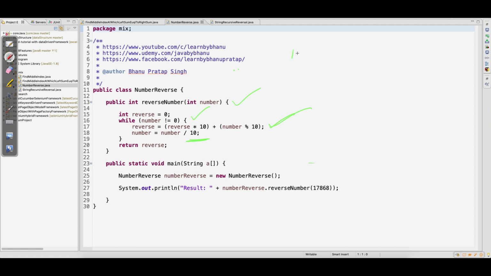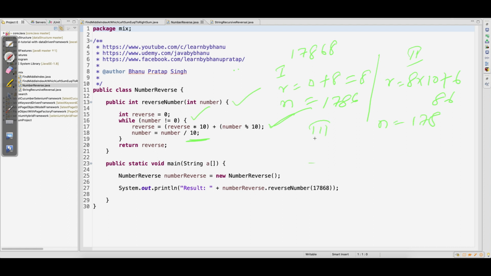Let's say you have the number 17868. Reverse in the beginning is 0, so you are running a while loop. After the first iteration, what would the reverse be? Reverse is going to be 0 times 10 plus 8, which is 8. And the number, since it is a division, becomes 1786. This is the first iteration. In the second iteration, the reverse is going to be 8 into 10 plus modulus. The modulus is 6, which gives 86. And your number is going to be 178.